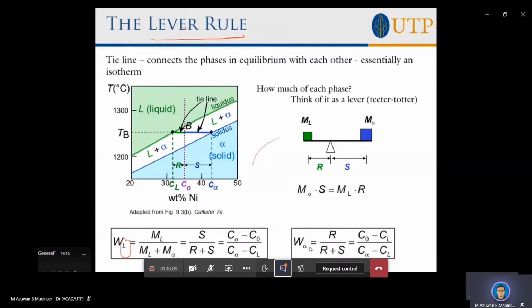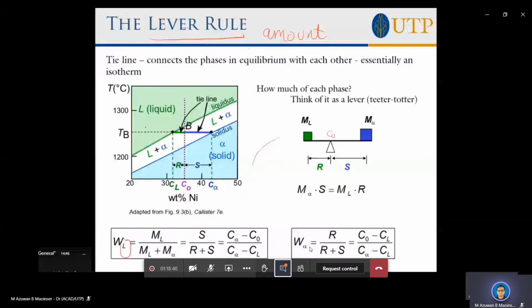Maybe if you like, I can just explain it one more time. Okay, how do we use lever rule? So lever rule is used when you want to find amount of the phase. From wherever you are, you need to draw a line until you touch the boundary on the right and the left. Okay, and then this is how we draw it out lah. So this is where you are, C0, and then you label lah.